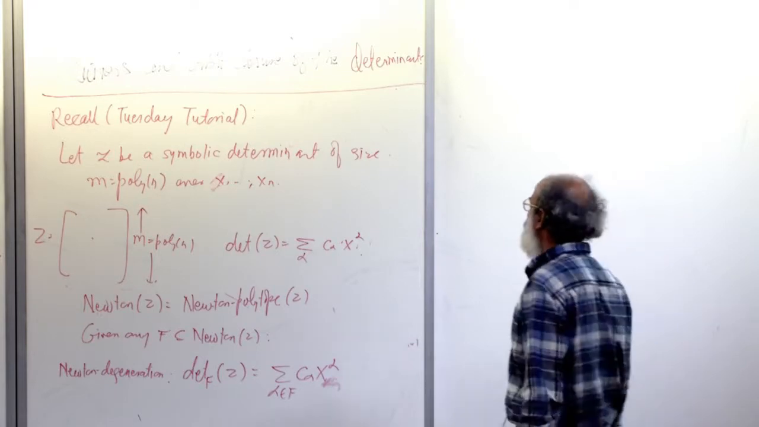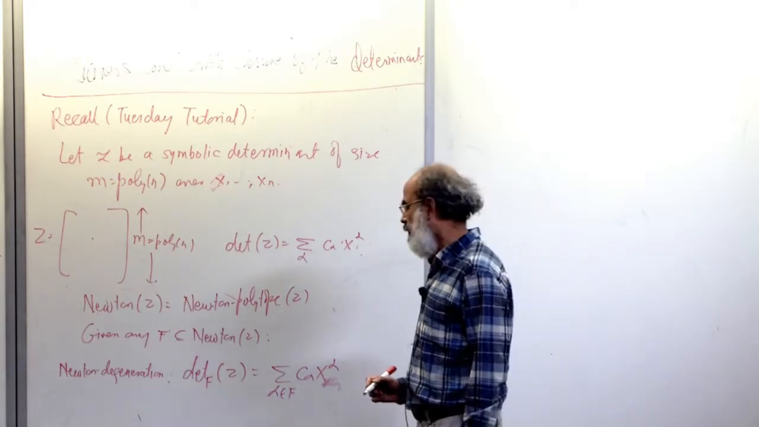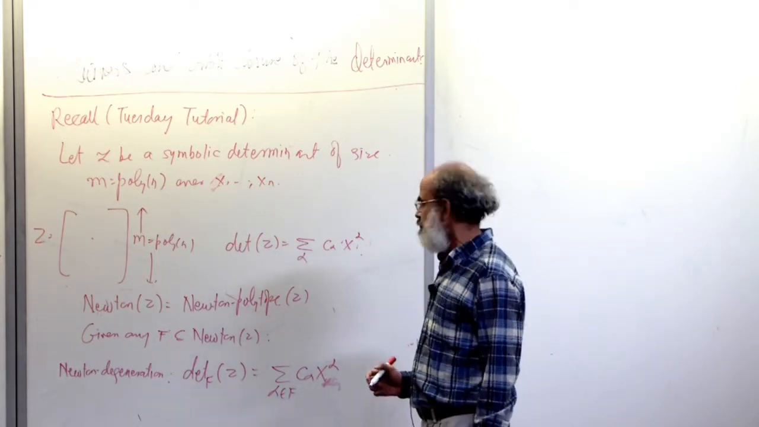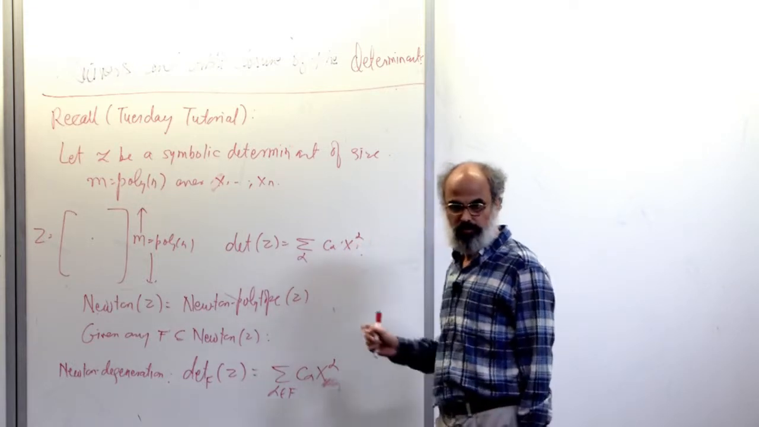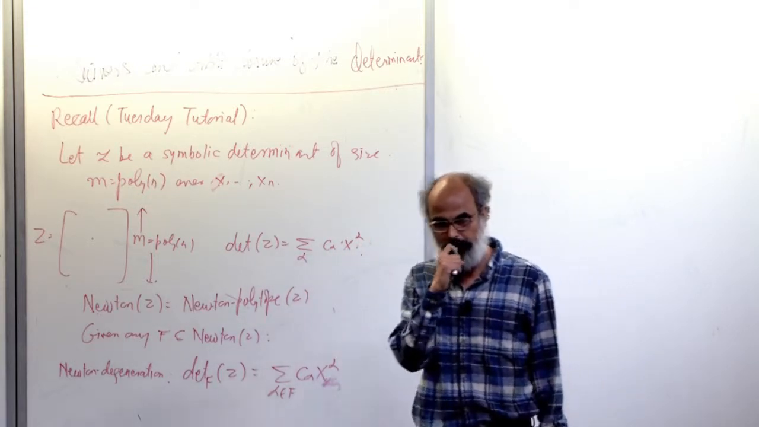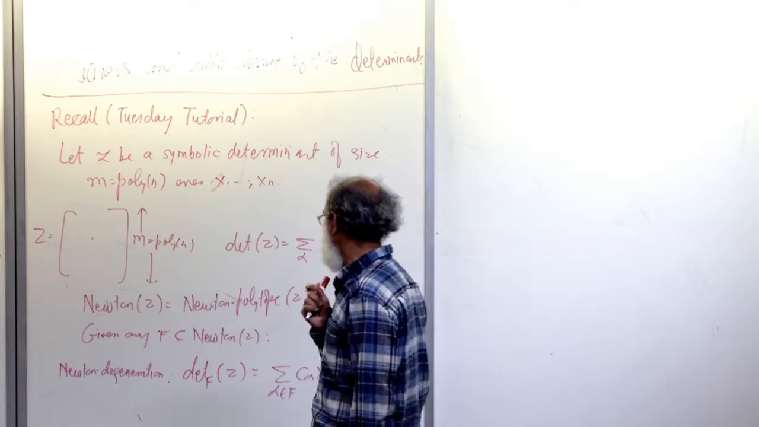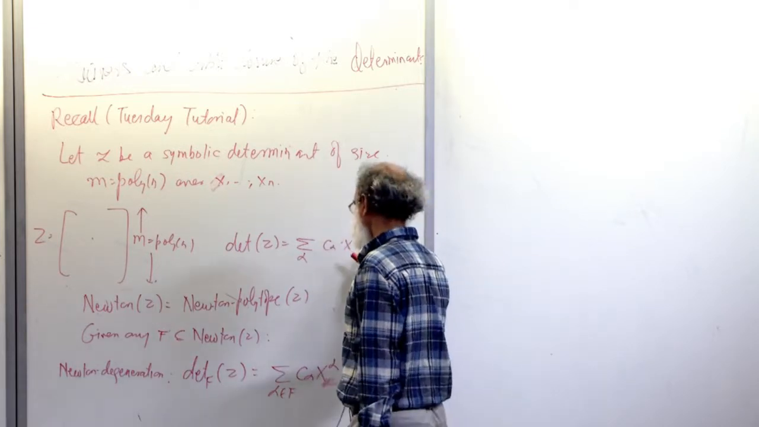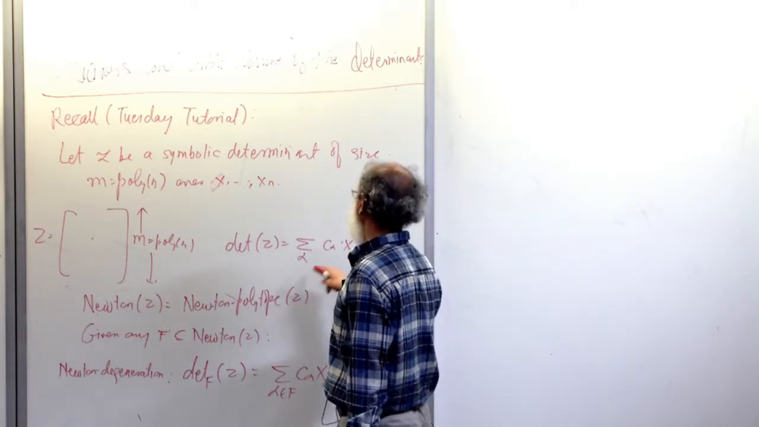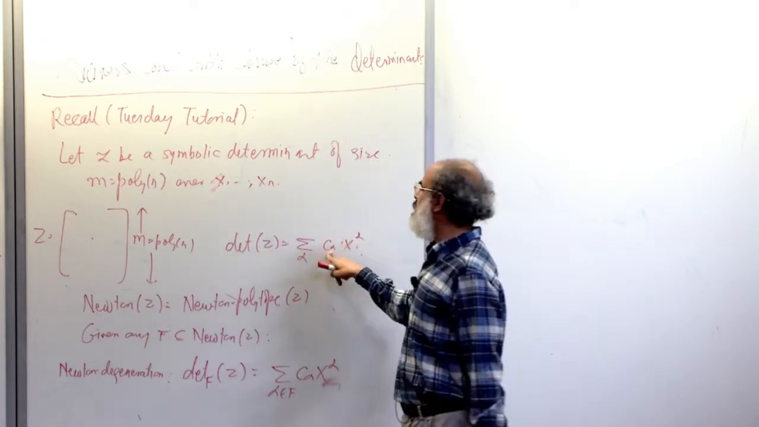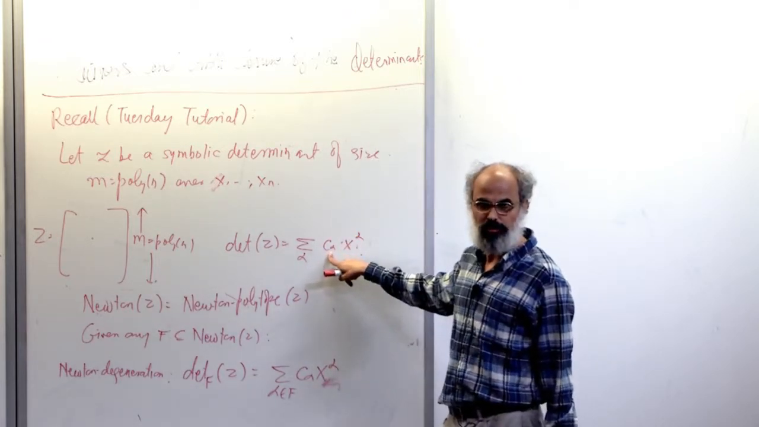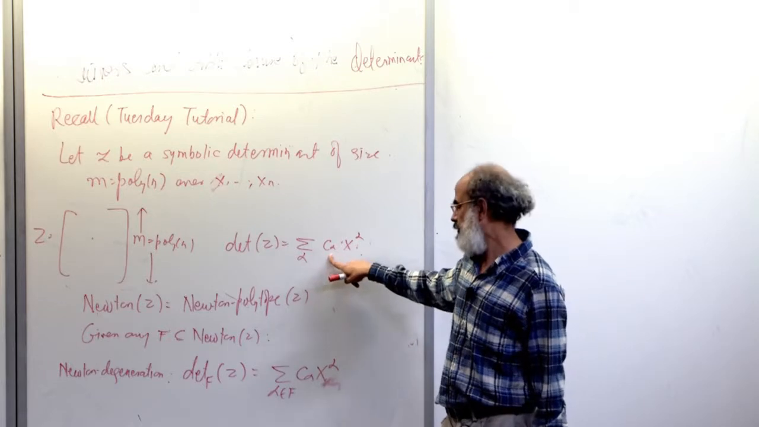And the Newton polytope of Z is what? Of the determinant: you just take the exponents where the c alphas are non-zero. That's the Newton polytope of the determinant, of what Z expands to, the polynomial that it computes.